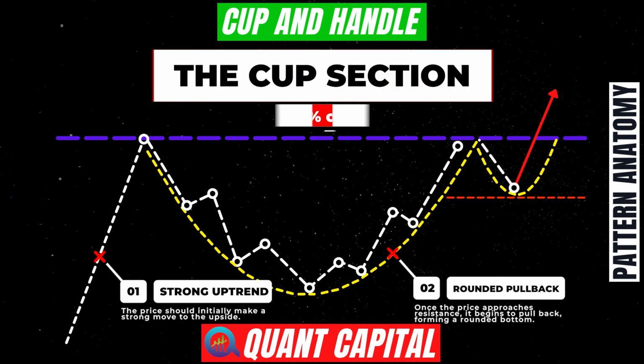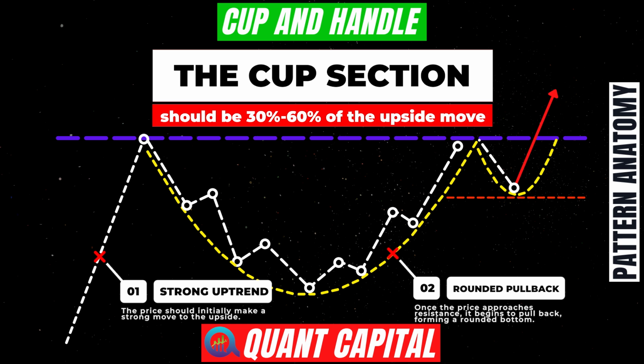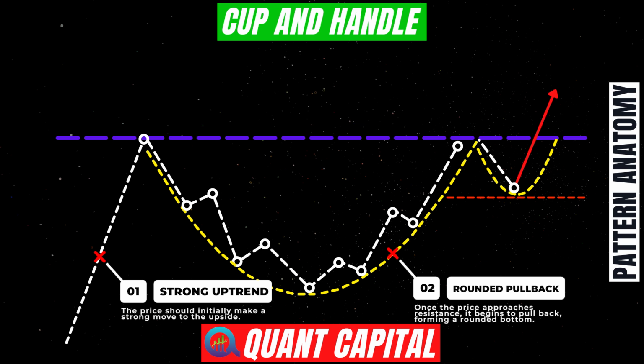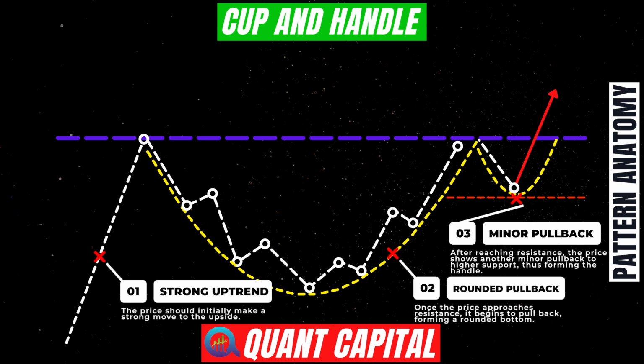The cup section of the pattern should equal 30% to 60% of the initial move up to ensure a reliable pattern. As the price continues up, it retraces once again, this time more gradually, forming the handle section of the pattern. As always, we should look for long entries after the breakout of our major resistance. For now, let's see the market example.